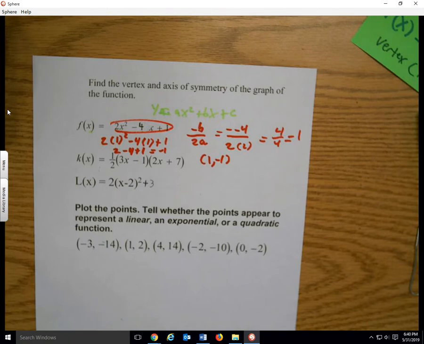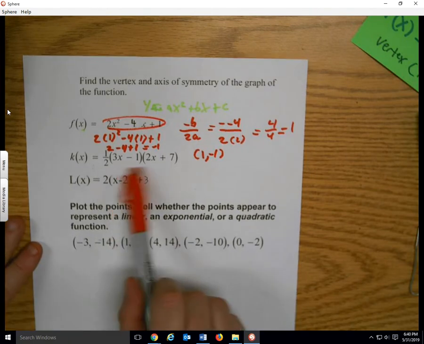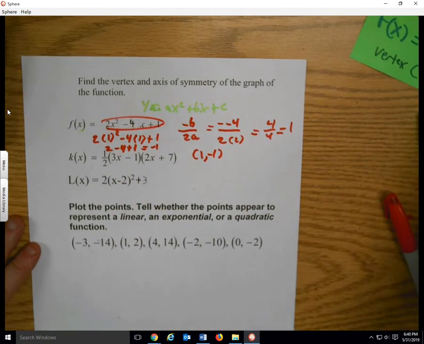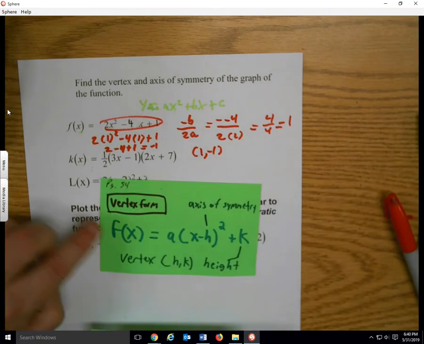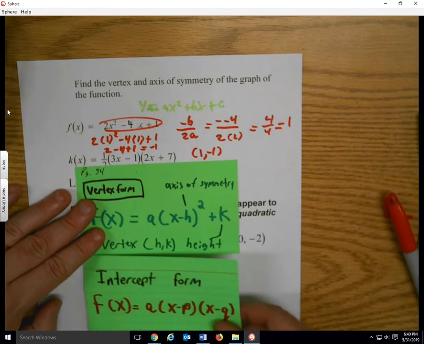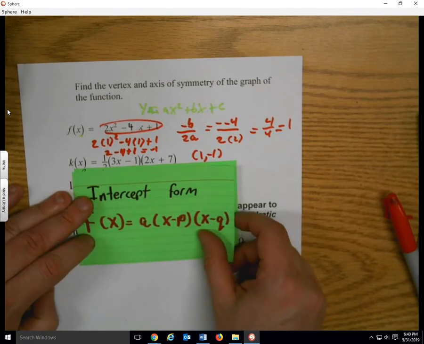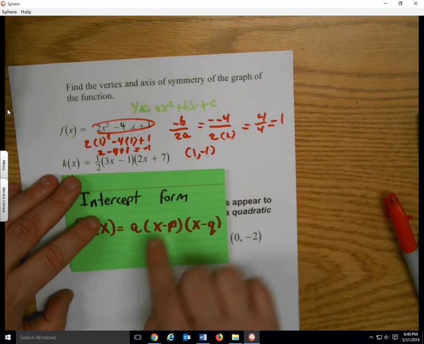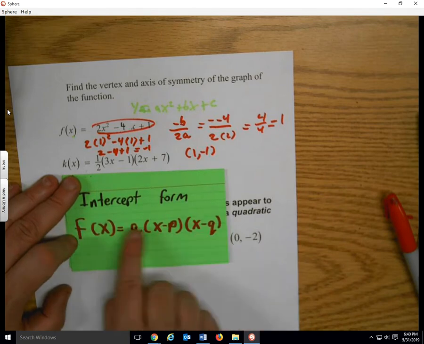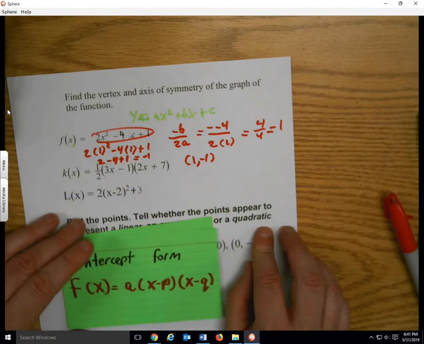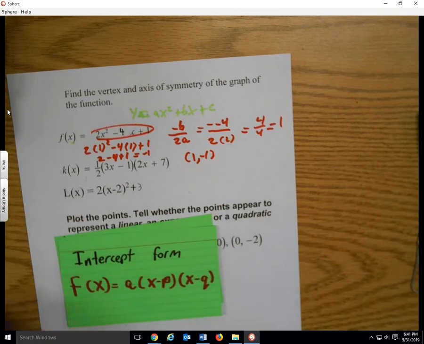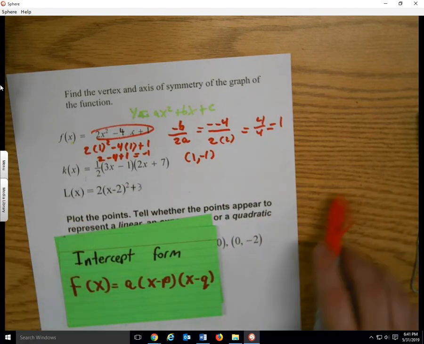What if it's not in standard form? What form is this one in? Does that look more like vertex form? Or does that look more like intercept form? Well, it looks more like intercept form, right? It has the 2 sets of parentheses. It has a in front, or a number in front. So how do you find the axis of symmetry when it's in intercept form?